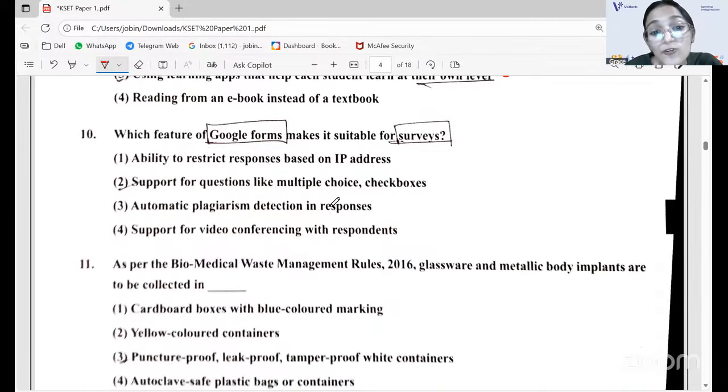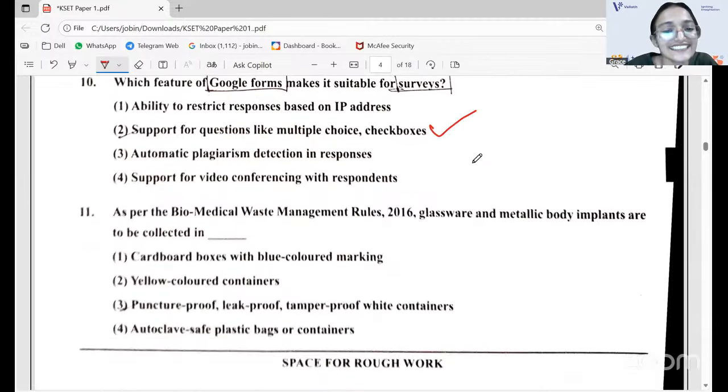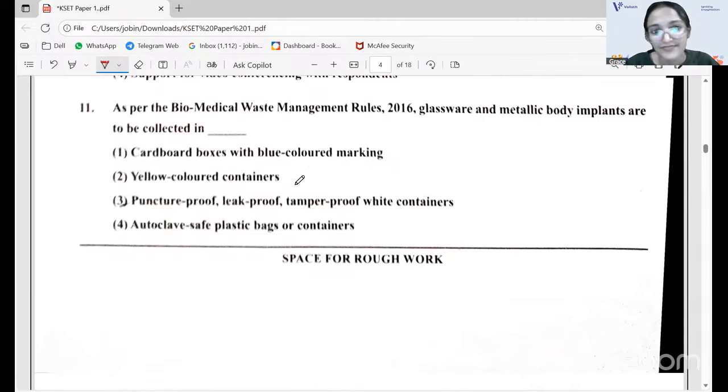Which feature of Google Form makes it suitable for surveys? So I'm not going much into the options, because we all know we have used this at some point in our life, and we know the right answer is option 2, support for questions like multiple choice and checkboxes. Correct. So now we've been looking into ICT. Now we are moving to people development and environment.